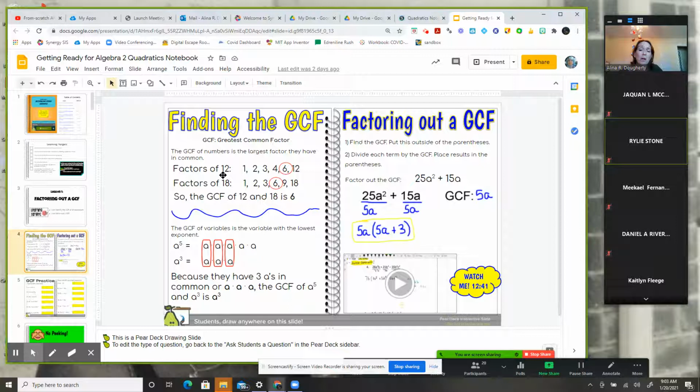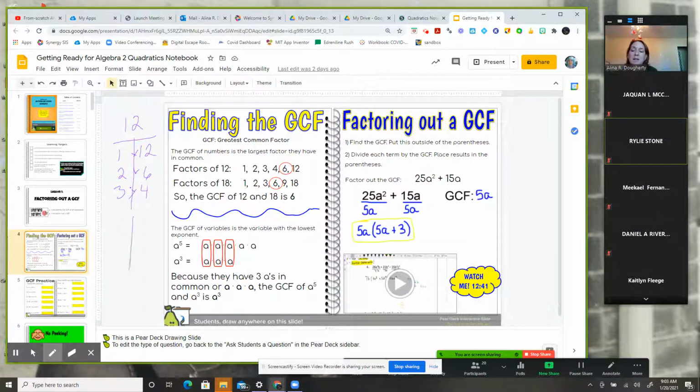Finding the greatest common factor. The factors of 12 are 1 times 12 is 12, 2 times 6 is 12, and 3 times 4 is 12. Sometimes we do it like this. So the factors of 12 are 1 and 12, 2 and 6, 3 and 4, because when you multiply those together, you get 12, right?